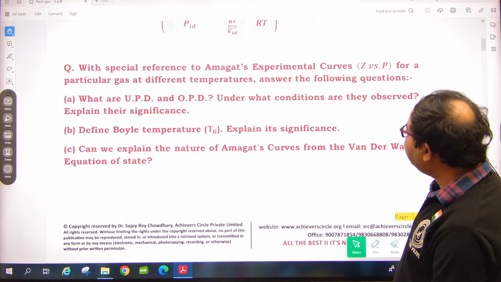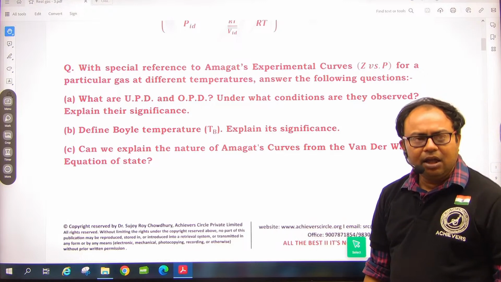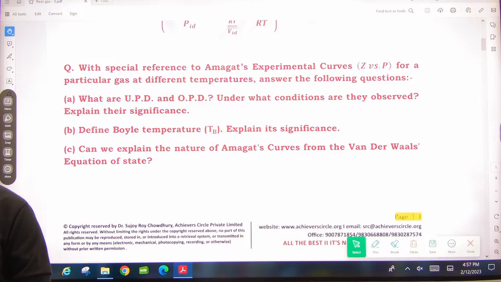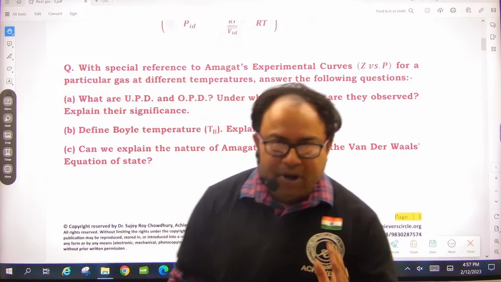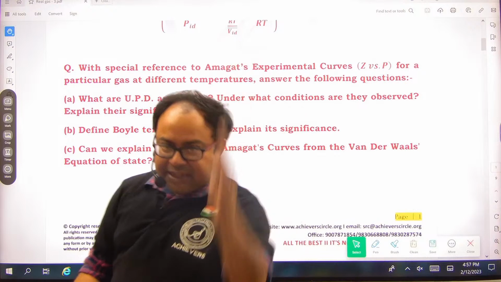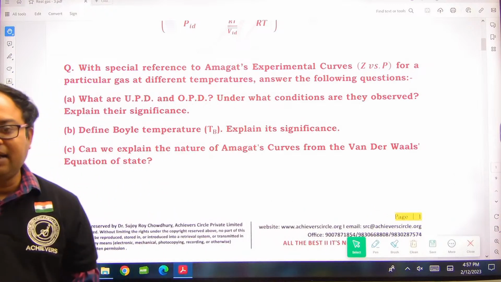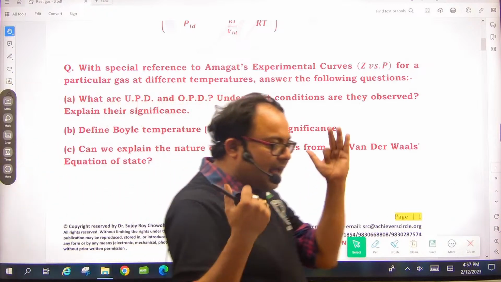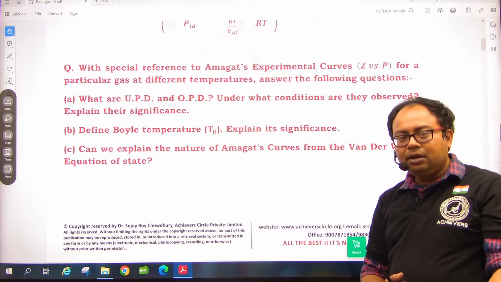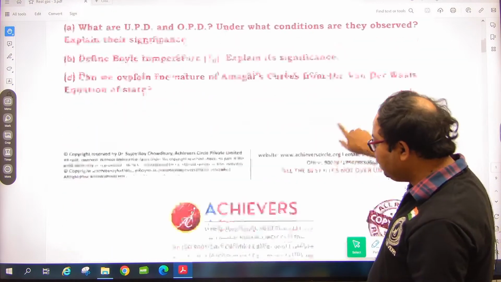Now with special reference to Amagat's experimental curves, you have to answer these questions. Now what is Amagat's experimental curve? At first you have to understand this. In case of Amagat's experimental curve, what Amagat did, he plotted Z, the compressibility factor, along y-axis and pressure P along the x-axis. So the Amagat's plot is like a plot of Z with respect to P.